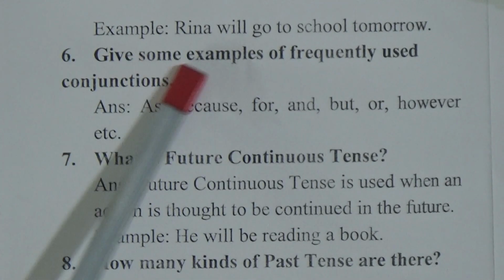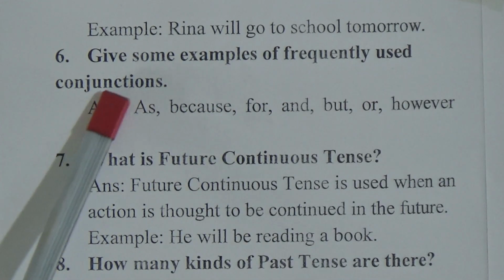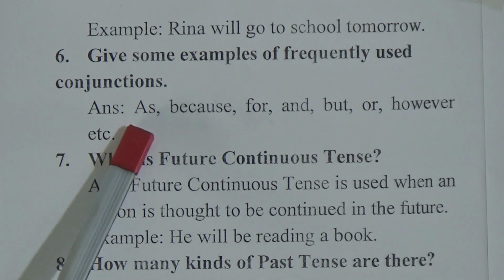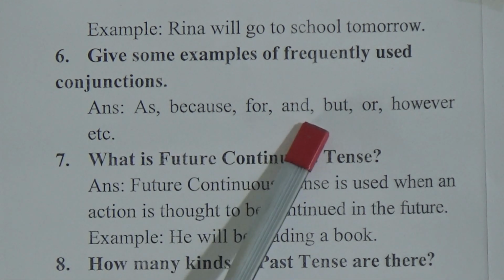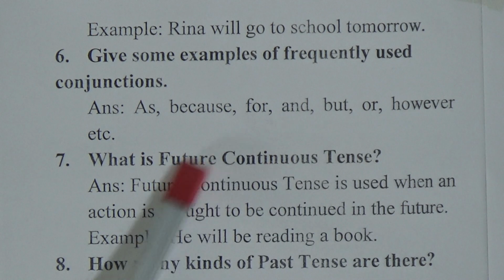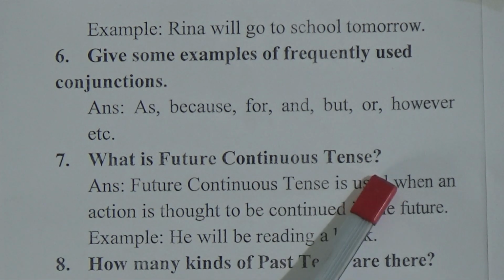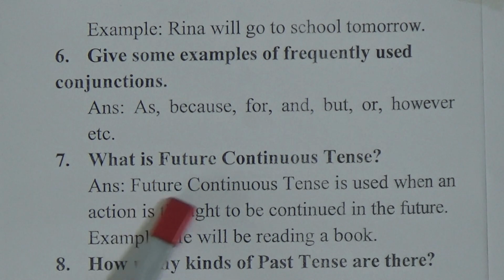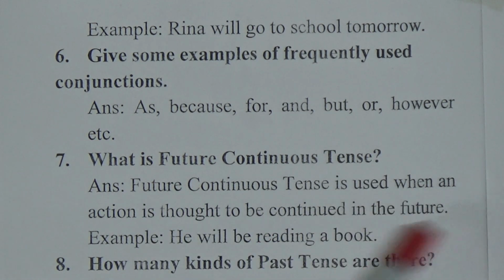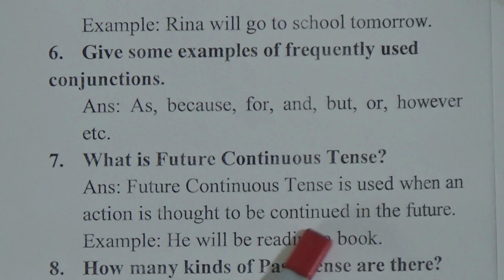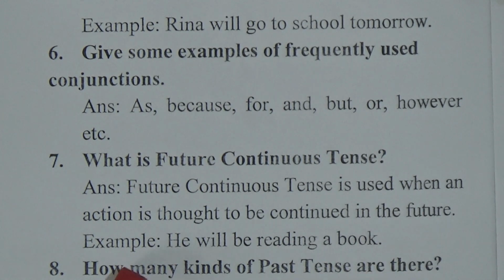Number 6, give some examples of frequently used conjunctions. The answer is as, because, for, and, but, or, however, etc. So you can also add other conjunctions according to your choice. Number 7, what is future continuous tense? And the answer is, future continuous tense is used when an action is thought to be continued in the future. The example, he will be reading a book.